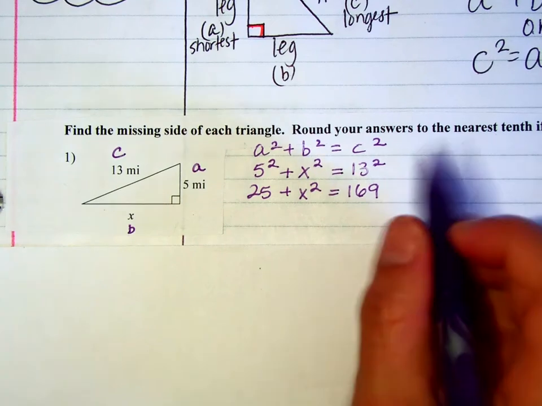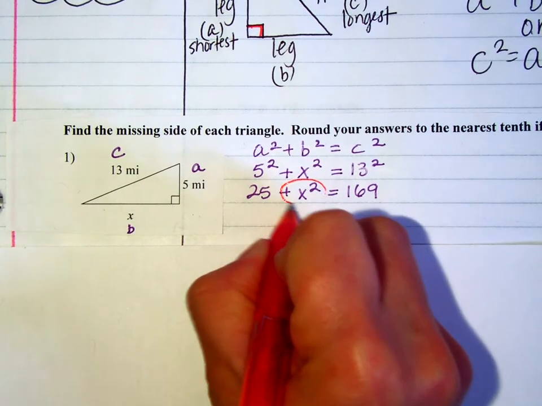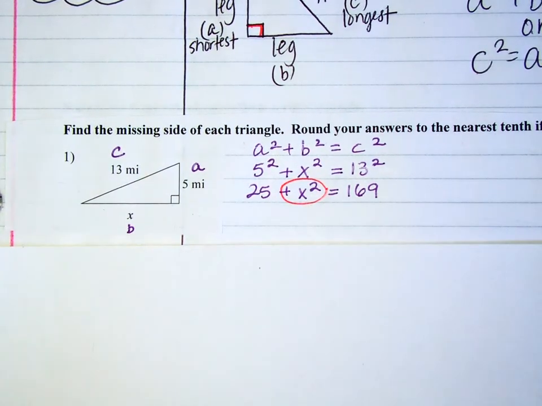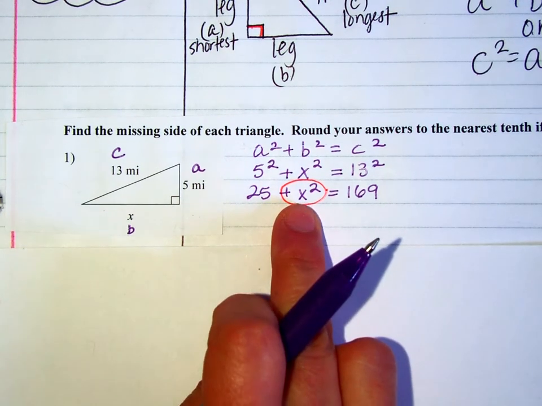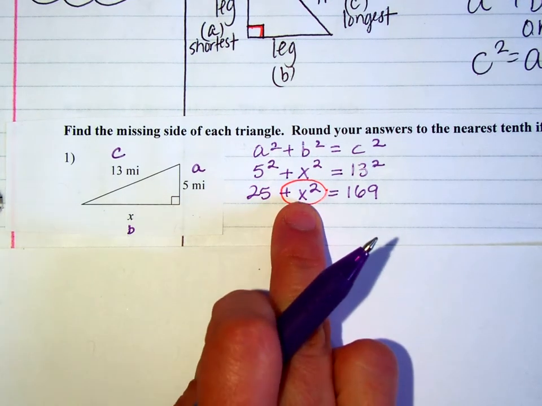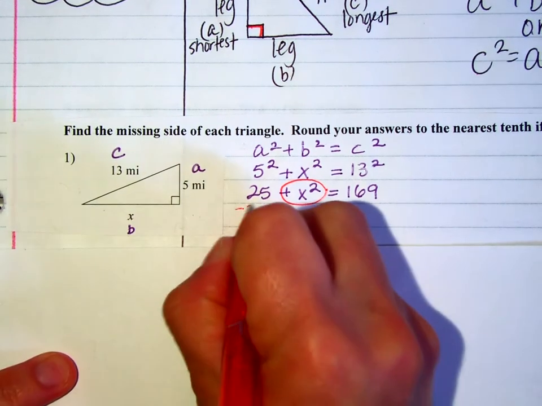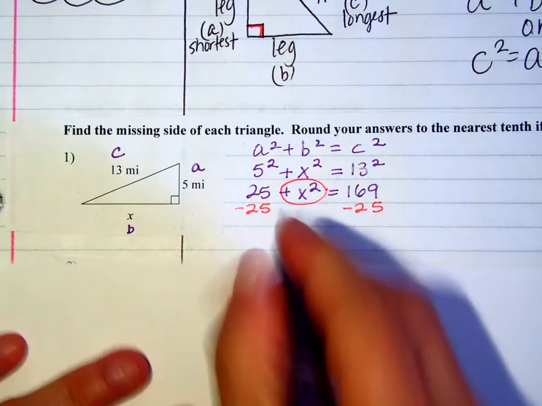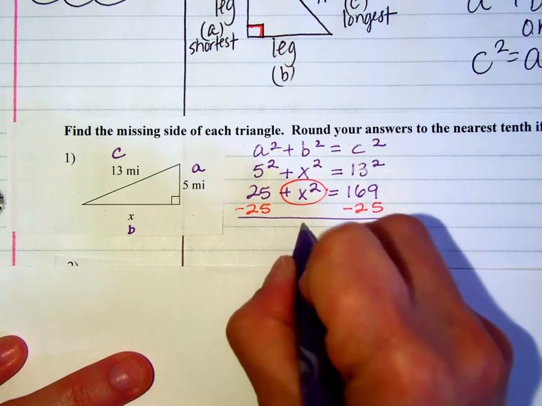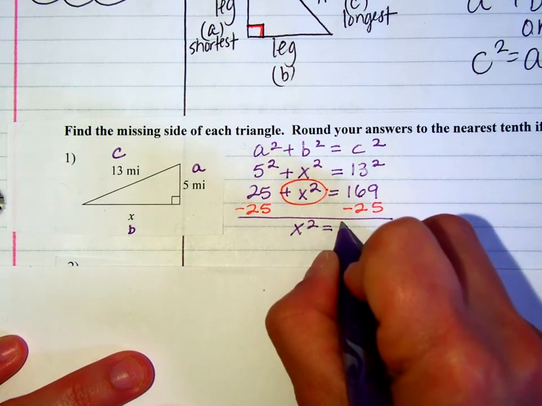Now, it looks like my x squared is not alone, so this is not alone. So I'm going to use my equation skills, and I'm going to move things around so that we isolate x squared. And the way to do that is, if I'm adding 25 to x squared right now, in order to get rid of it, we're going to subtract 25 to both sides of our equation. Now I'm left with x squared is equal to, we're going to subtract, and we're going to get 144.